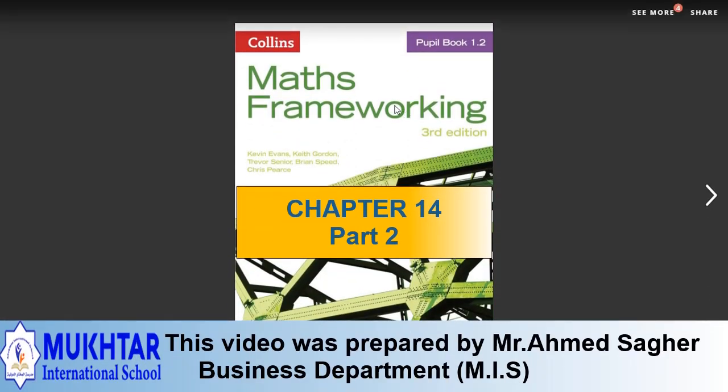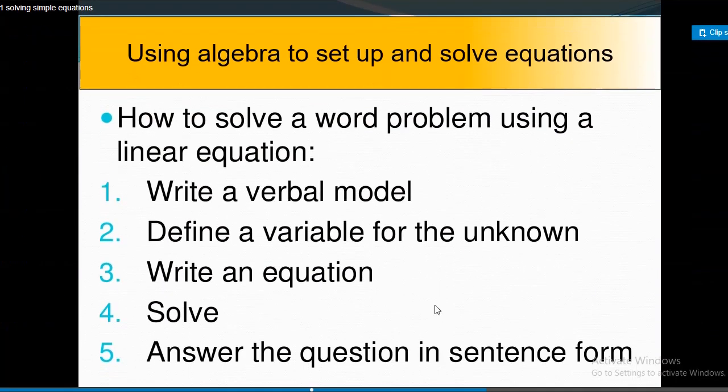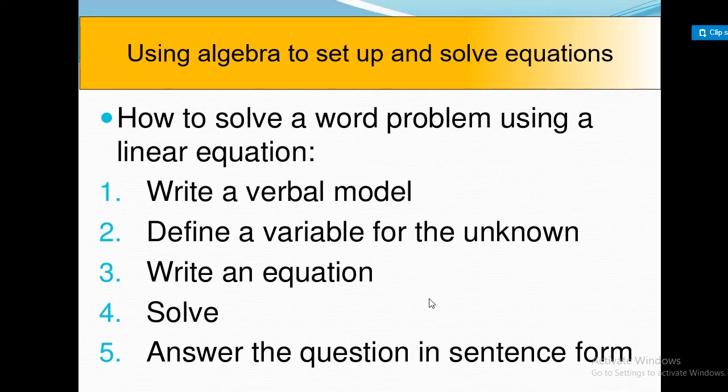In this video, I'll be explaining mathematics, chapter 14, particularly from the book Pupil Book 1.2 by Collins, which is the third edition. In this part 2, we're going to be discussing how to use algebra to set up and solve equations.